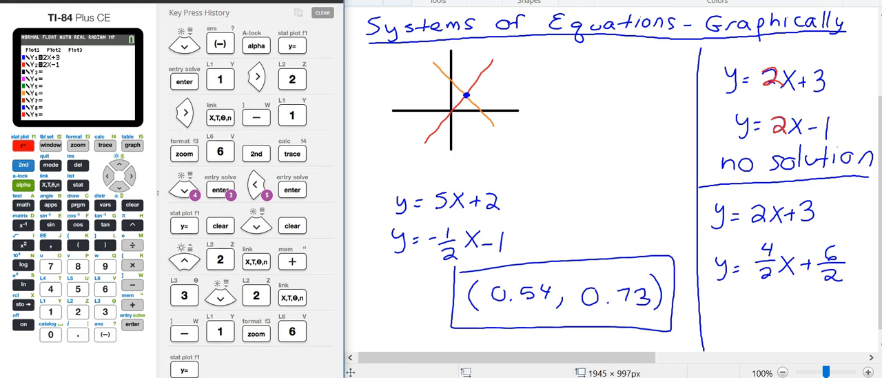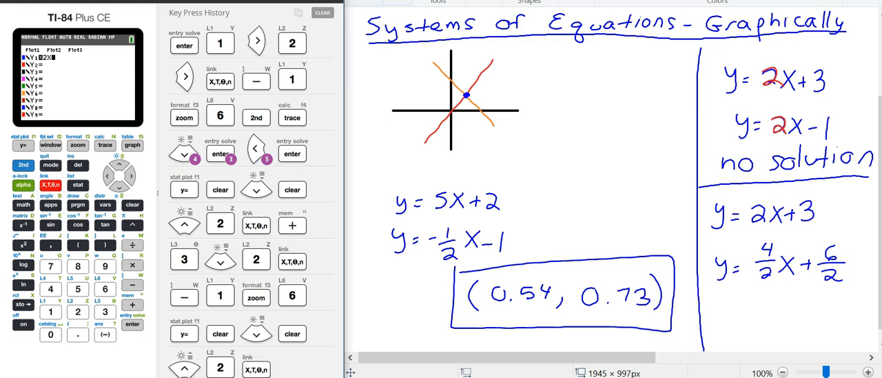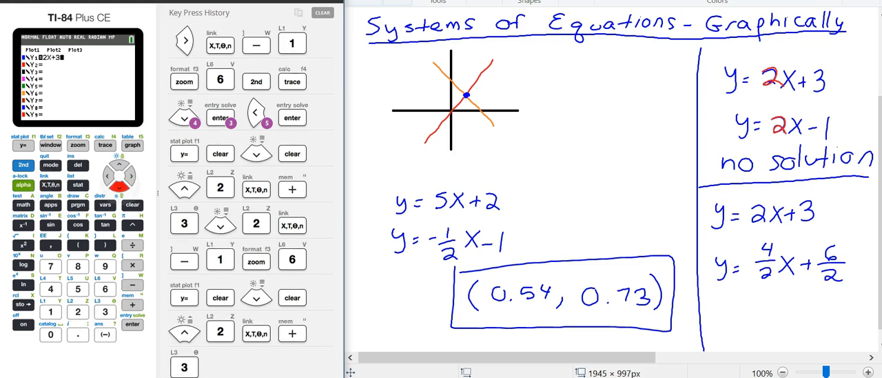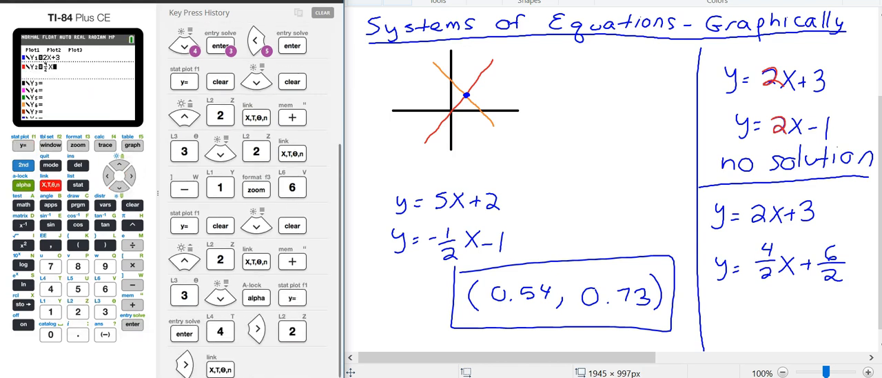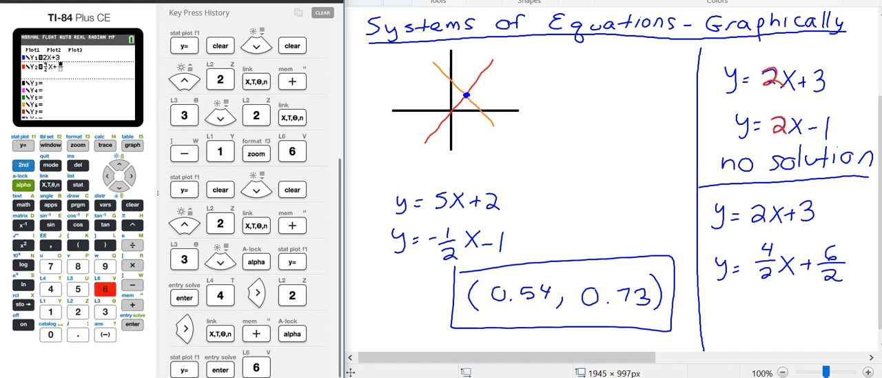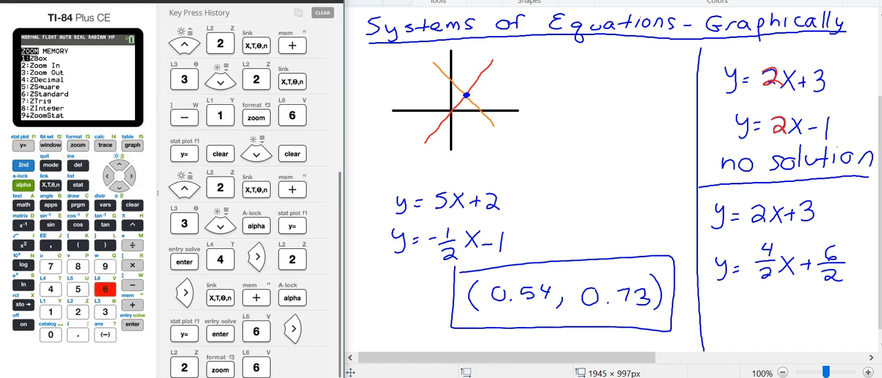Let's do that. y is equal to 2x plus 3, and y is equal to (4x plus 6) over 2. And Zoom 6. That's the first line, and that's the second line right on top of the first line.